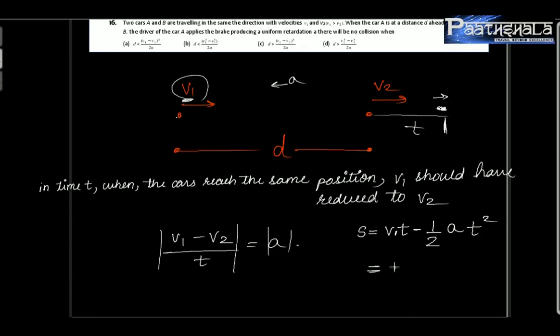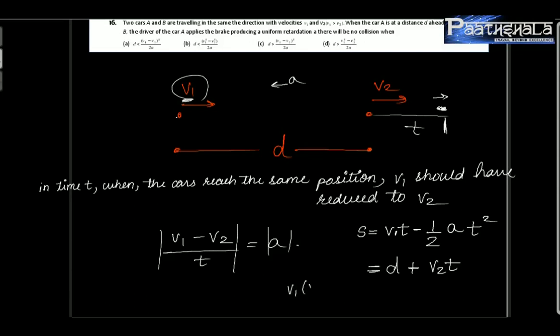And this has to be equal to D plus V2T minus, but okay, there is no acceleration, so we don't need to even consider the acceleration term here. This is it. D plus V2T has to be equal to D plus V2T, correct? Okay, and the value of T or the value of A can be substituted over here. The value of T can be substituted from here. T is given as V1 minus V2 upon A.